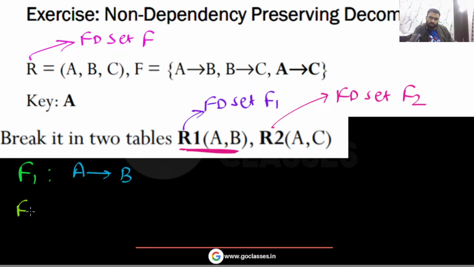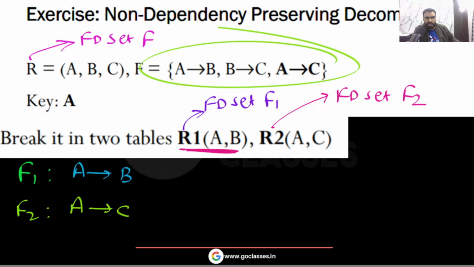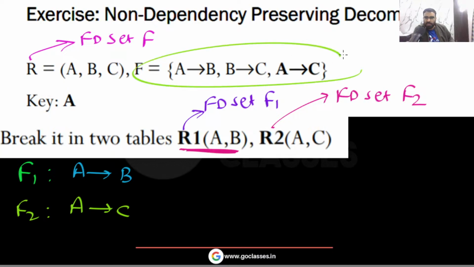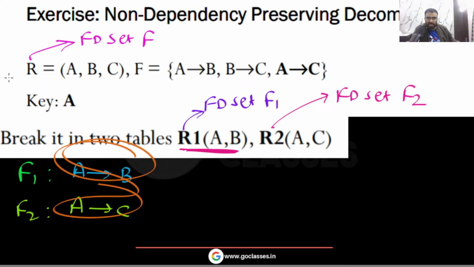Now let's find out what is F2. Which FDs will hold among the attributes AC? Can A determine C? Yes, A can determine C, because remember, A can determine B, B can determine C. Can C determine A? No, C cannot determine A. If you find C closure, that will be C only. So C cannot determine A. So you can see this is F1, this is F2.